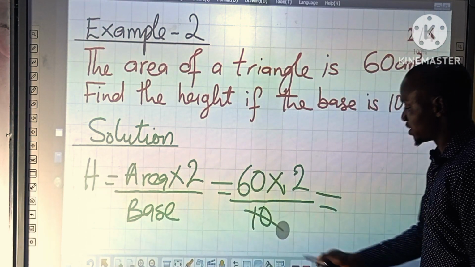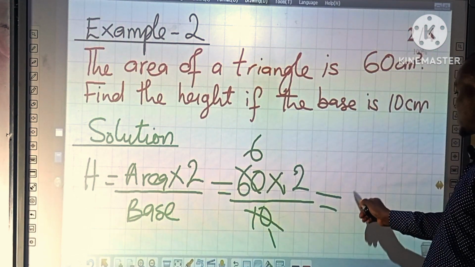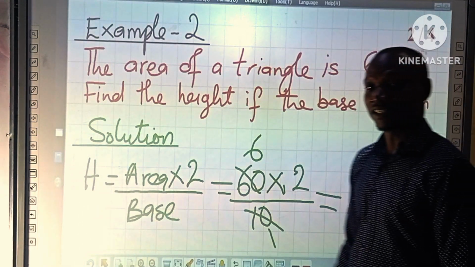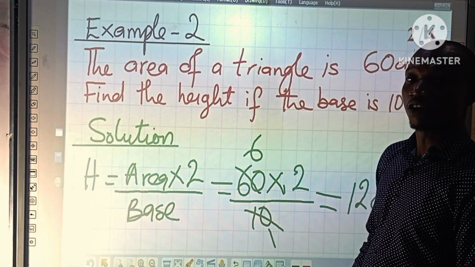And our answer will be simple. 10 into 10 is 1. 10 into 60 gives us 6. 6 times 2 gives us what? 12 centimeters. It is actually easy peasy, lemon squeezy, pizza cheesy, Mr. Austin's okra soup.